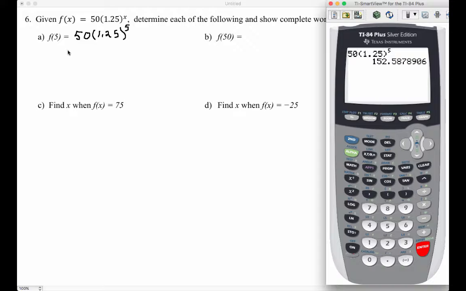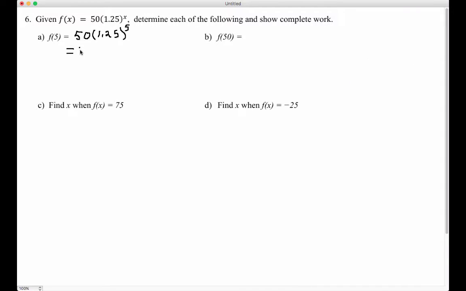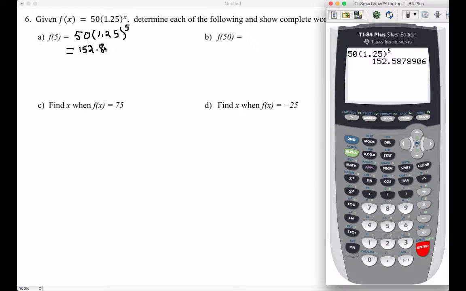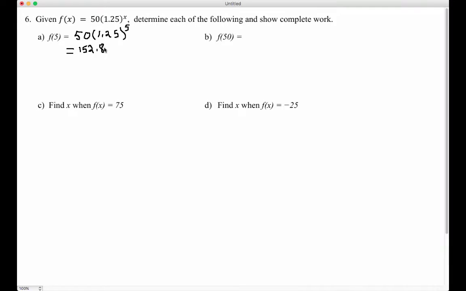I don't think they told us how many places to go, so we'll go 3 places here. So that's equal to 152.588. Okay, cool. All right, I'll let you do part B.